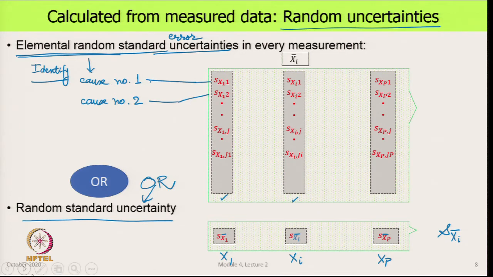In most of the problems that we will look at, we are unlikely to be able to identify all the causes of elemental random errors, because that would require us also to get the data about each one of them, which in normal experimentation we do not have. We have only one set of data coming out of an instrument under the same conditions. So, it will be just the random standard uncertainty which is based on the readings, that is what we will calculate.